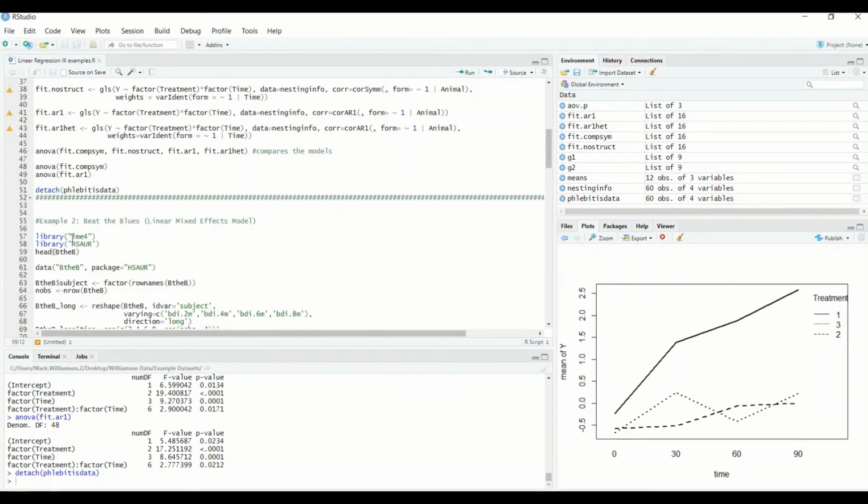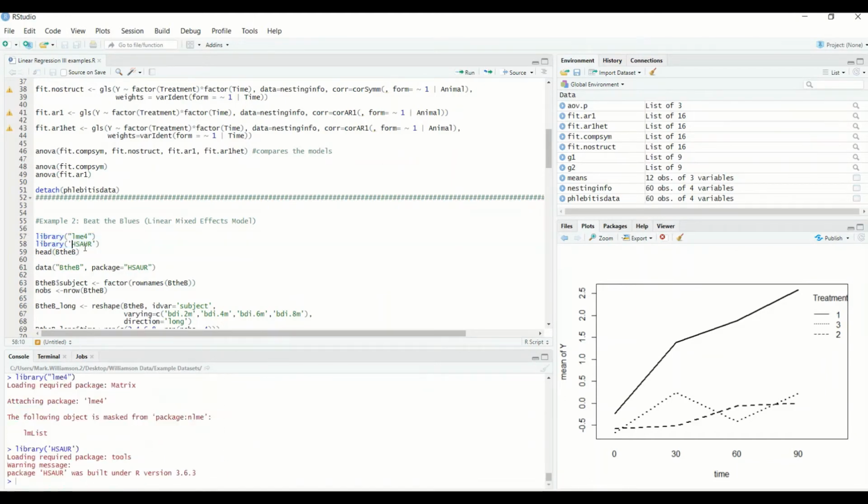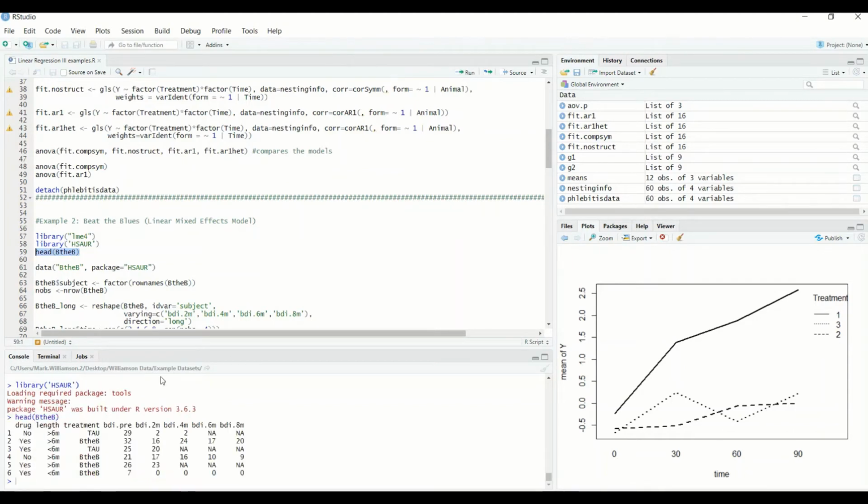So we see here there's a lot of interplay between models. We'll need these 2 packages, and then part of this HSAUR package has this data set, Beat the Blues. It's looking at a difference in these BDI scores, the depression index. I think the higher it is, the more depression, across different times and different treatments: traditional treatment or this different kind of treatment called Beat the Blues, and also length and the possible confounding variable, drugs. So let's see here.